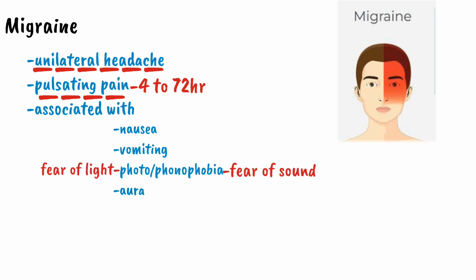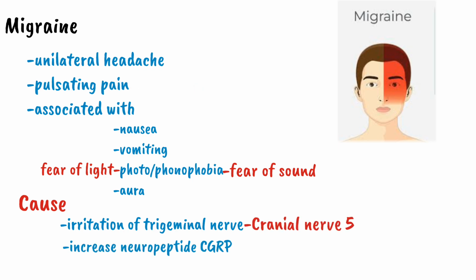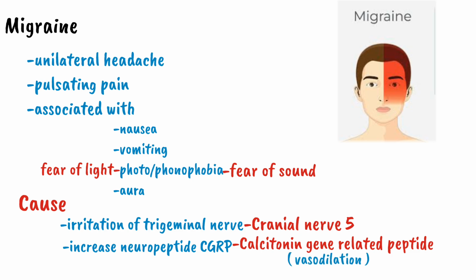The cause of migraine is not known, but there is some speculation that migraine can be produced due to the irritation of the trigeminal nerve, cranial nerve 5, or increased secretion or synthesis of a neuropeptide CGRP, calcitonin gene related peptide. This neuropeptide causes vasodilation, which is suspected to be the prime pathology in migraine.